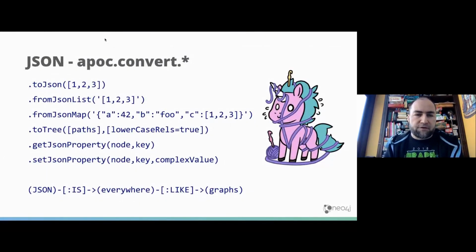JSON conversions is also quite a lot of things there. So you can turn JSON into strings. You can turn strings into maps and lists again. You can turn paths into a JSON document tree. You can store and load properties as JSON, basically. So it's quite useful for all kinds of JSON processing.